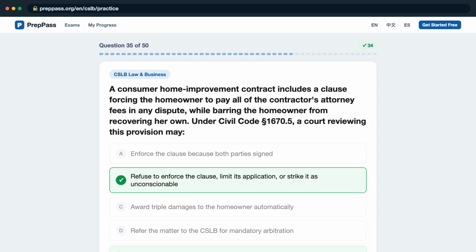Civil Code Section 1670.5 authorizes a court to refuse enforcement of an unconscionable contract or any unconscionable clause, or to limit its application, to avoid an unconscionable result. One-sided fee shifting in a consumer contract is a classic example.